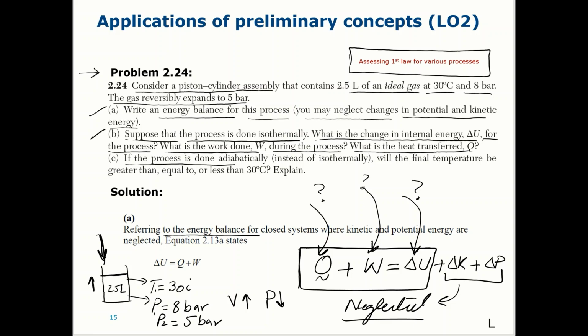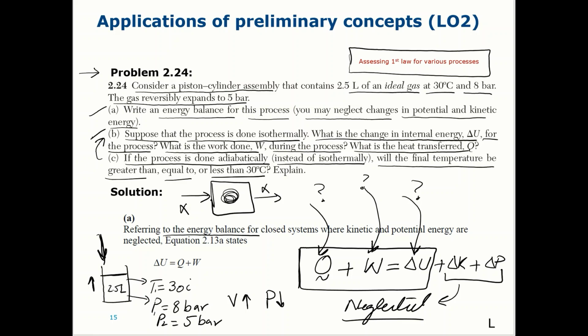If the process is done adiabatically, adiabatic means if we have a process, no heat can come in, no heat can go out. It's isolated, right? Now, if the same process is done adiabatically instead of isothermally, which was in this case, will the final temperature be greater than, equal to, or less than 30 degrees Celsius? Explain. There are 2 questions, right?